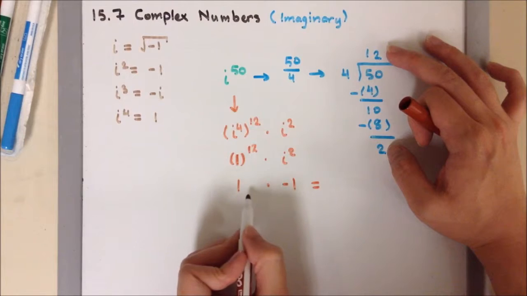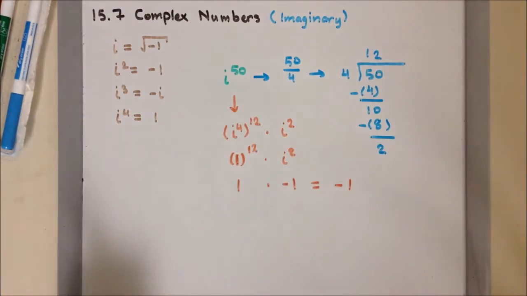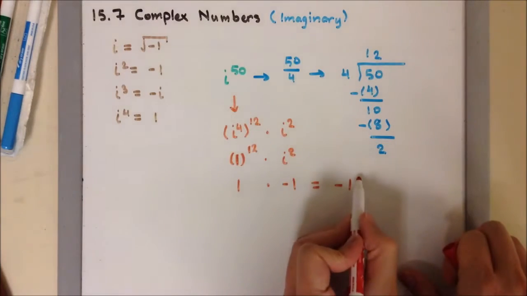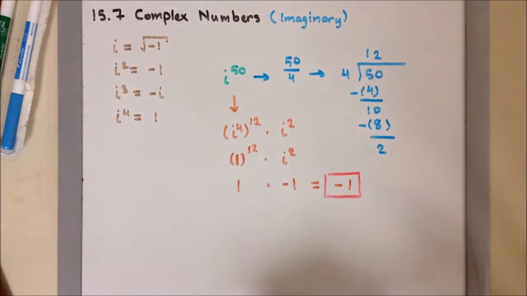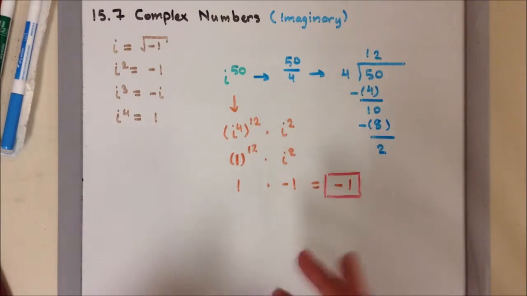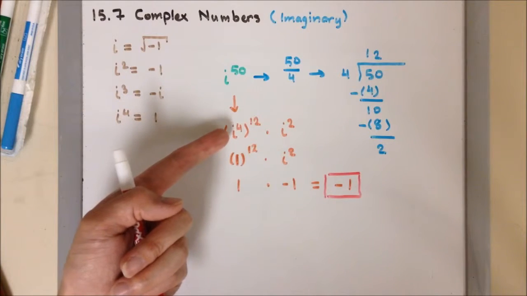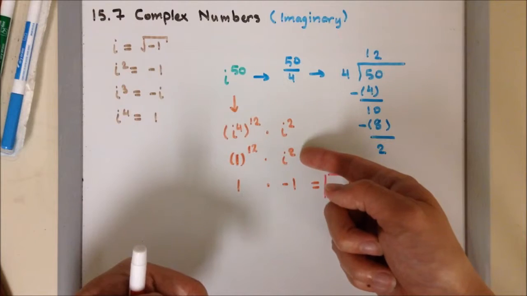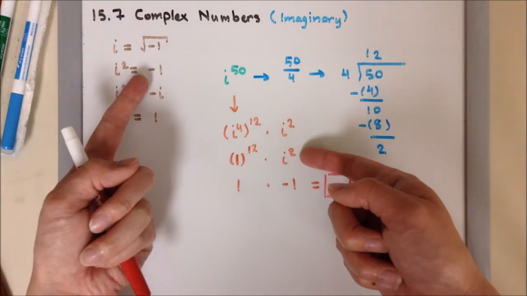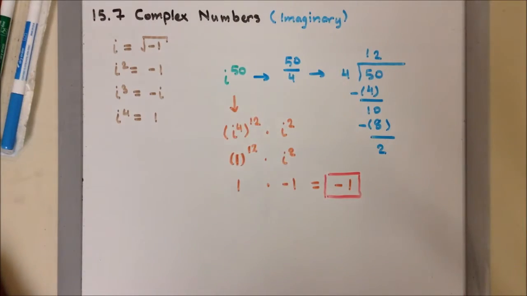So here you can just work it out. 1 times negative 1 is negative 1. There you go. Our final answer. Now here I just did it quicker than the last example. In the last example I was doing step by step. But here I just went straight from i to the 4th to 1, raised it to the 12th power, which is 1. And then here convert i squared to its equivalent form, which is negative 1. And I just did 1 times negative 1, negative 1.